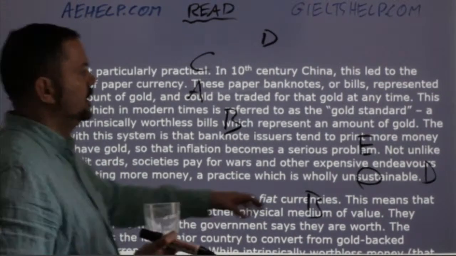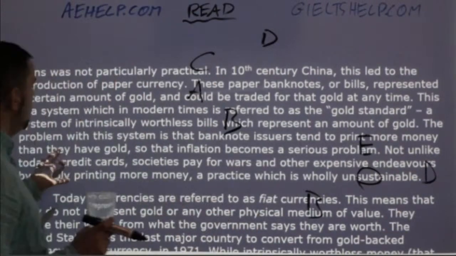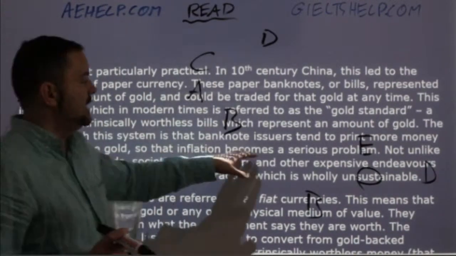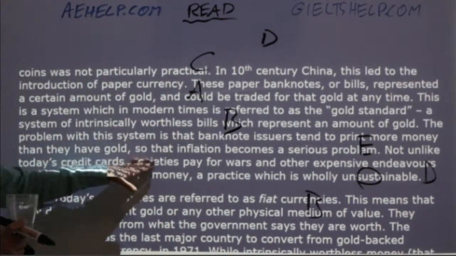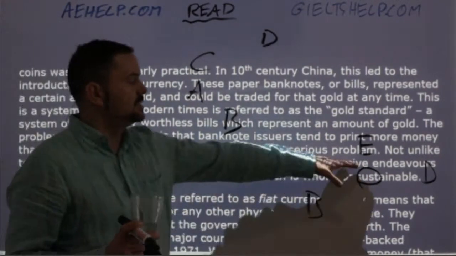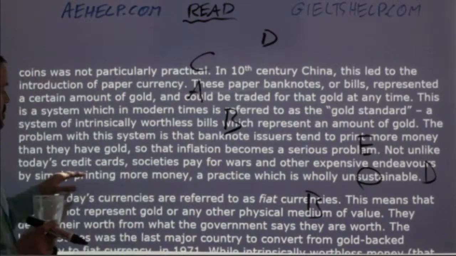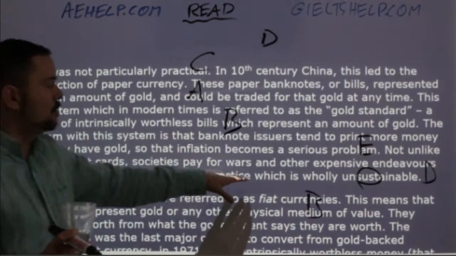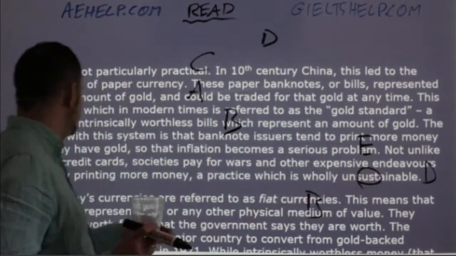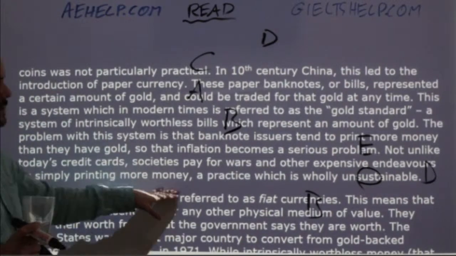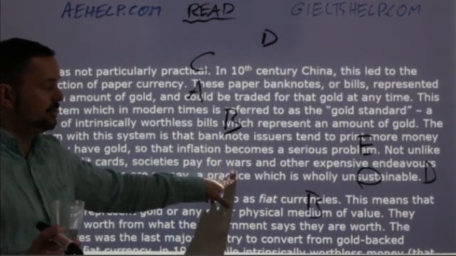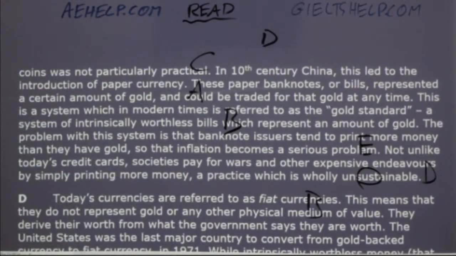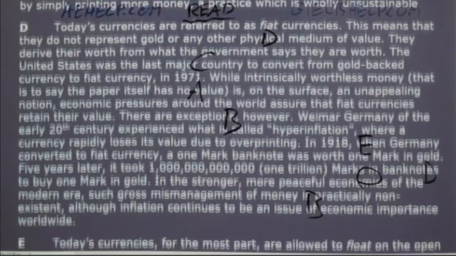Yeah, so here you said the problem with this system is that banknote issuers tend to print more money than they have gold, so that inflation becomes a serious problem. Not unlike today's credit card, societies pay for wars and other expensive endeavors by simply printing more money, a practice which is wholly unsustainable. So here we have the word war. You're right. I agree with you. But I'm still not sure that I agree with you that it's C.